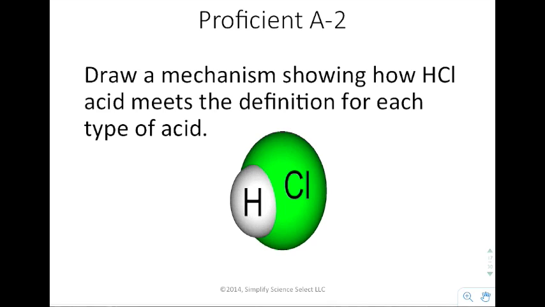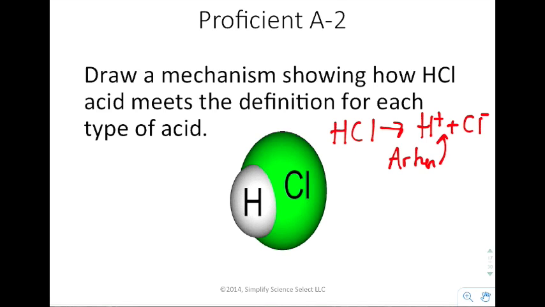So now it says draw mechanisms showing how HCl meets the definition of each of the acids. So the first one is easy. We already kind of did a little bit. HCl is going to go to H plus and Cl minus. That right there is showing the Arrhenius definition. Okay, so you're producing this free proton in water.